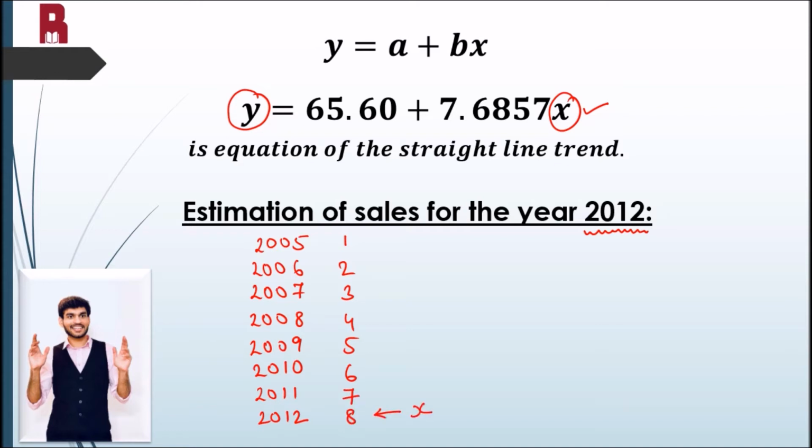You can go back to that part of the video where we had calculated the table, and if you see, this was our year column from 2005 to 2010, and 1 to 6 was the x column. But we had that table only up to 2010. For 11 and 12, moving further, it would be 7 and 8. So therefore for 2012, x is nothing but 8.